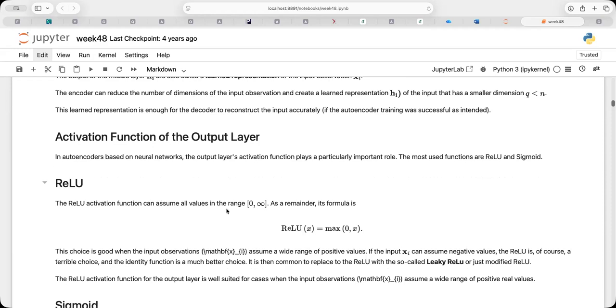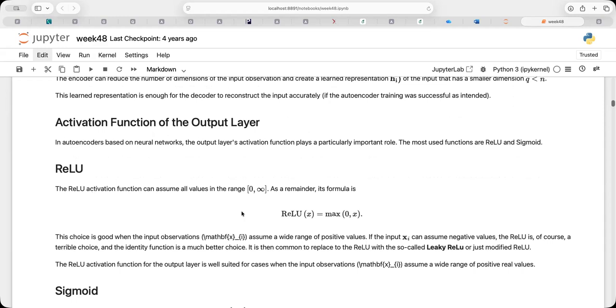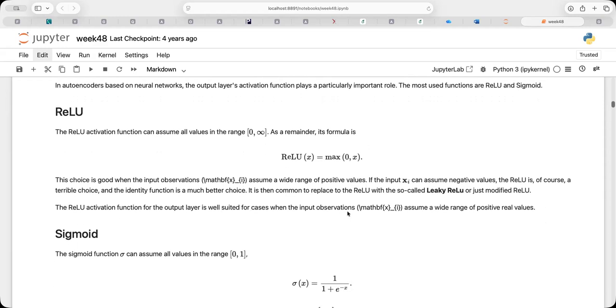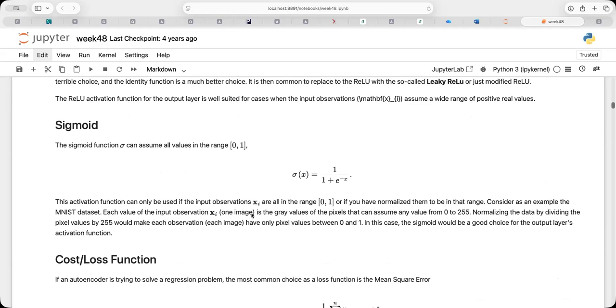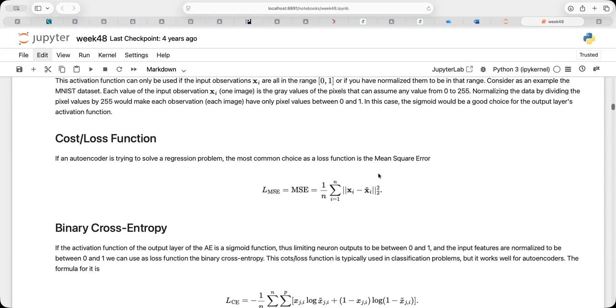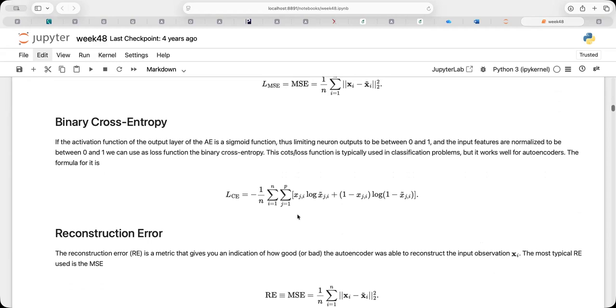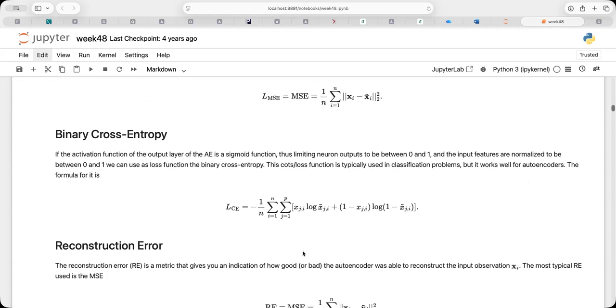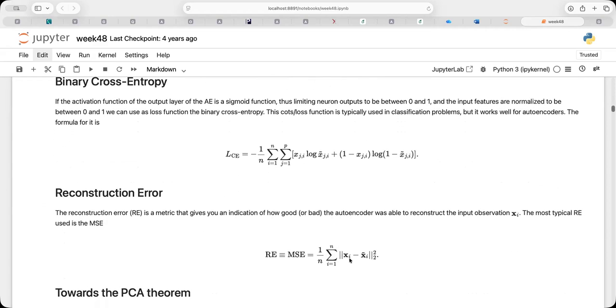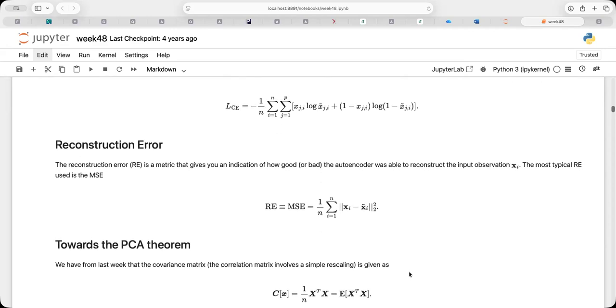These activation functions are the standard ones which you have used before. So there could be a ReLU, there could be a leaky ReLU, and the sigmoid function is also often used. And the cost or loss function is the mean squared error, if you're using that one. And then it could be a binary cross-entropy if you're dealing with a binary classification problem. And there's often something which is called the reconstruction error, where you compare the input which you're feeding in with the output. So the typical reconstruction error is given by the mean squared error.